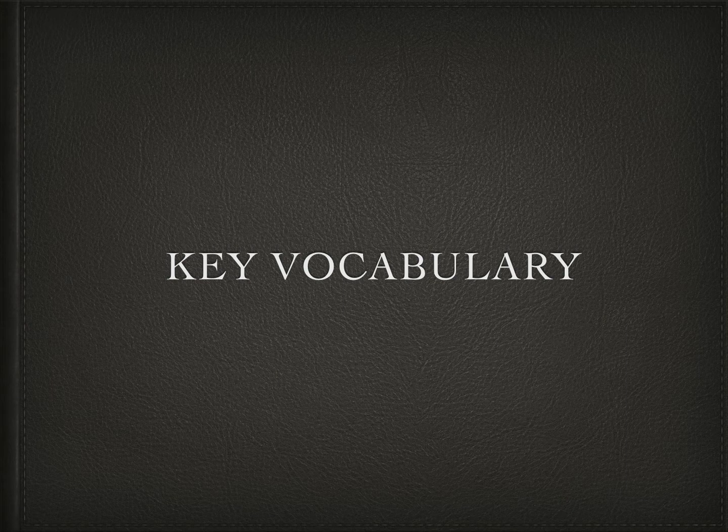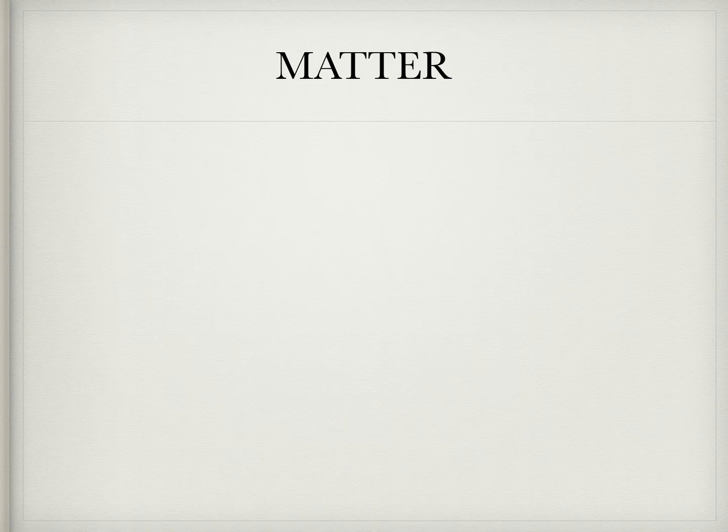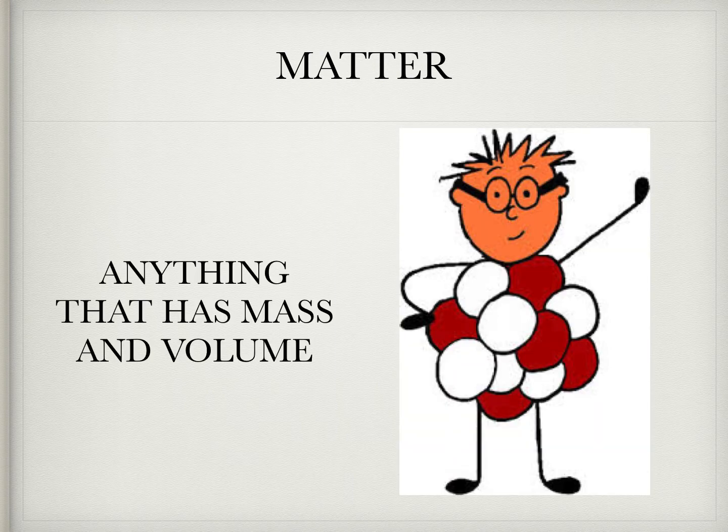So we'll start with some key vocab. We will be digging deeper into this in class, and all these words connect together in some way, shape, or form. Some connect a little bit better than others. We're going to start with the word of the unit, matter. Matter is anything that has mass and volume. You probably learned about states of matter in second grade, but technically, anything that has mass and volume is considered matter.